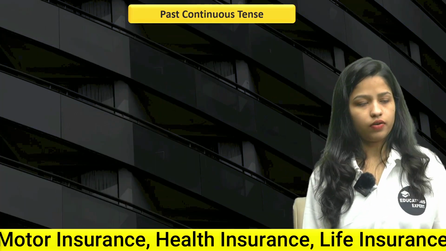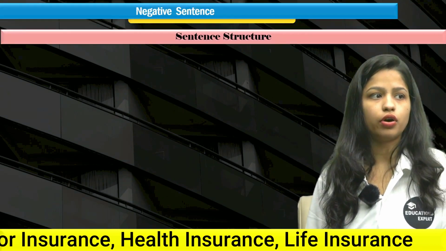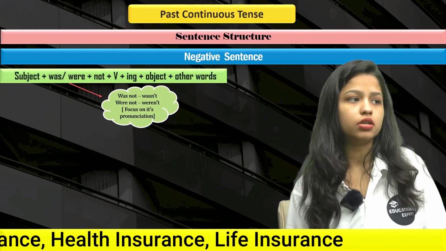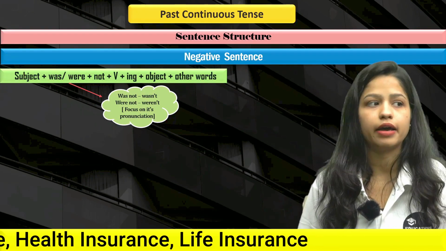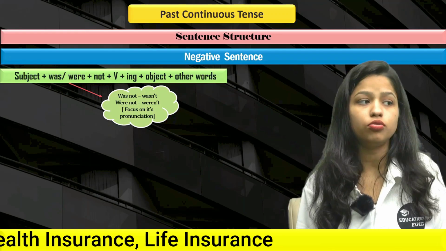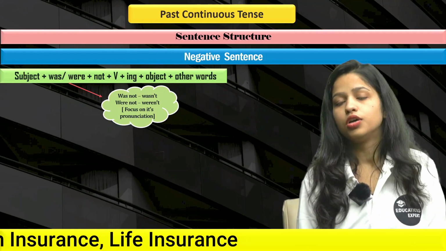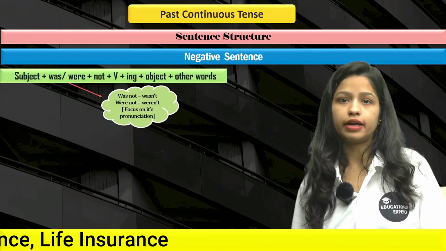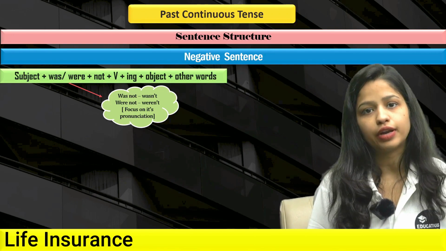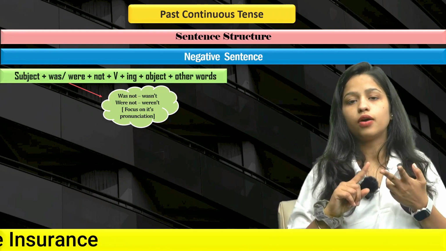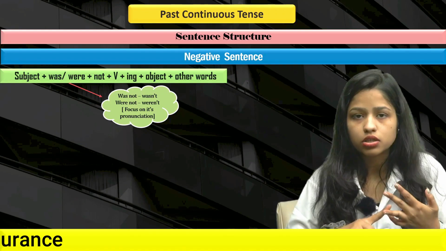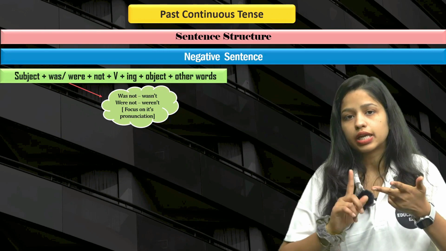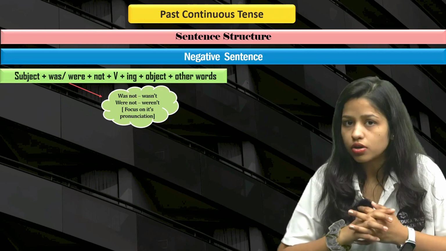All right. Now next up we have a sentence structure for negative sentences. And what is the rule for it? Subject, was, were, not, first form of the main verb, ing, object and other words. And you know where to use was and where to use were. So let's understand the sentence structure for negative sentences.